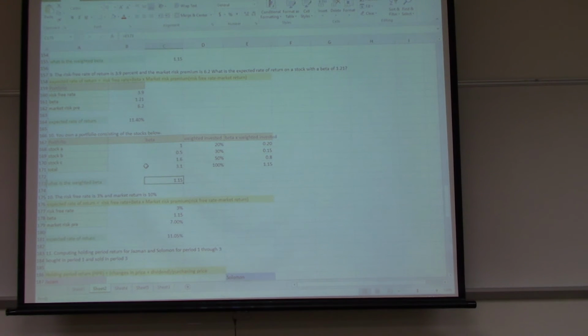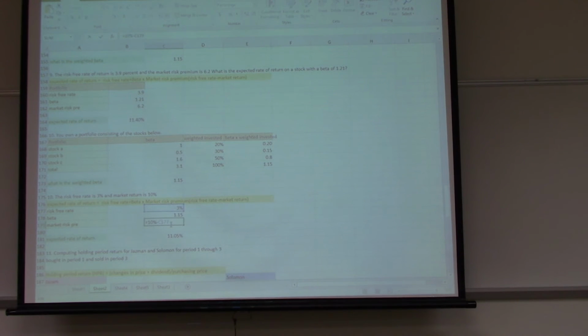Okay. So for the next part of the problem, you need to find the expected rate of return. To do that, it's the risk-free rate plus your beta times the market risk premium. In order to find this, you have to find your beta first, which we did. So simply fill that one in the cell. Your risk-free rate is 3%.